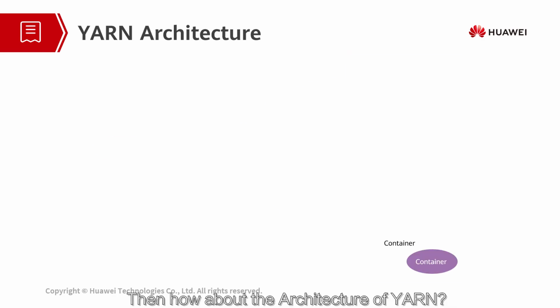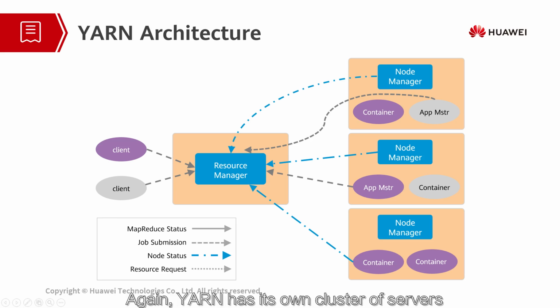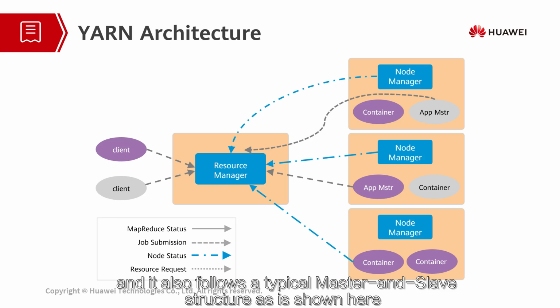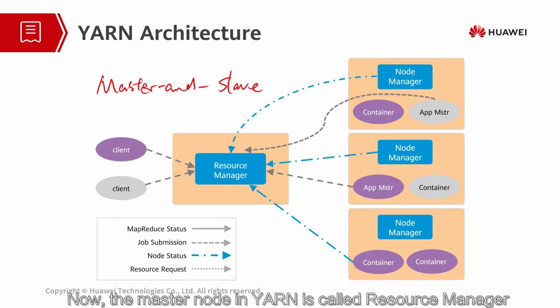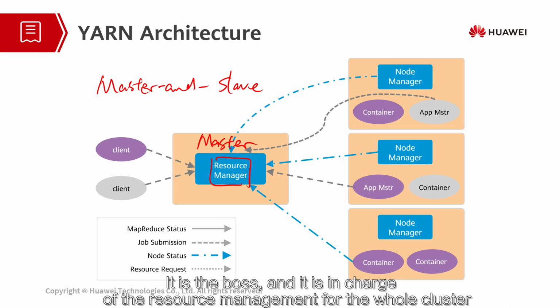Then, how about the architecture of YARN? Again, YARN has its own cluster of servers, and it also follows a typical master and slave architecture, as shown here. Now, the master node in YARN is called Resource Manager. It is the boss, and it is in charge of the resource management for the whole cluster.